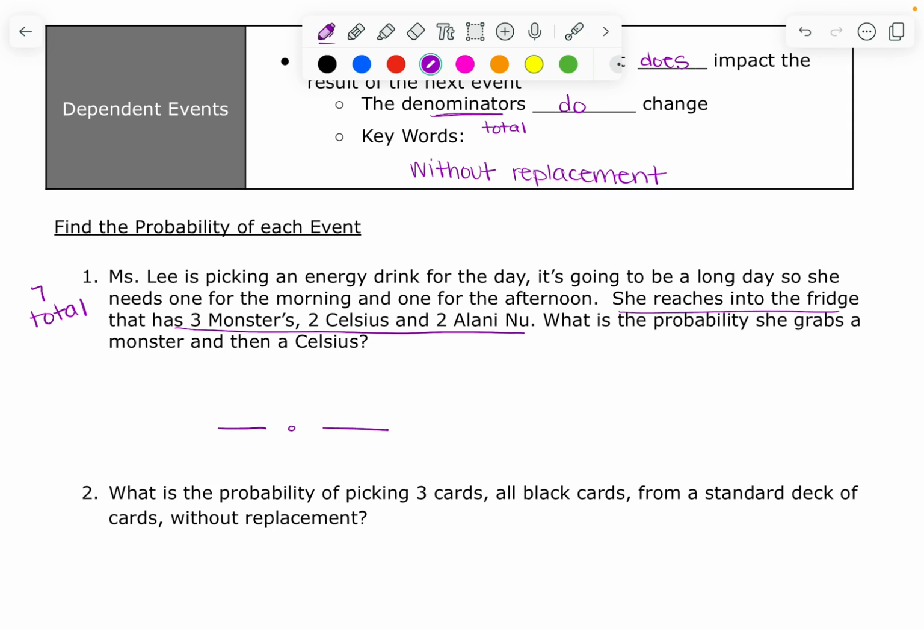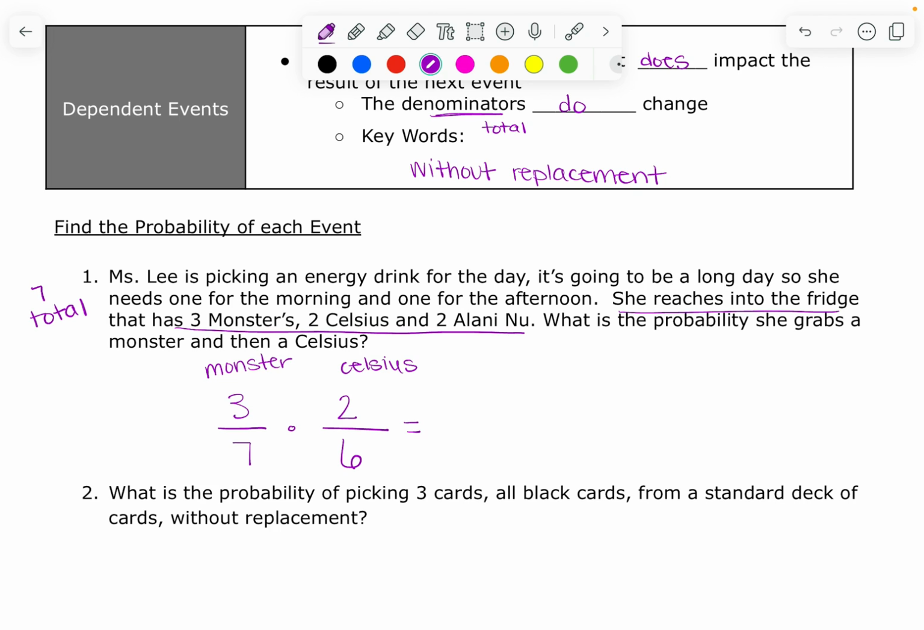So what we're going to look at here is the first probability that she gets a Monster, and the second one that she gets a Celsius. So probability of a Monster. Well, I have 3 Monsters out of the 7 total in that fridge. So she picked it up and she got a Monster and she drank it. So my total is no longer 7. She picked one up and drank it, so now there's only 6 left in there. But remember, she picked up a Monster. So now I'm curious on how many Celsius are left. In this situation, there's still 2 Celsius in there.